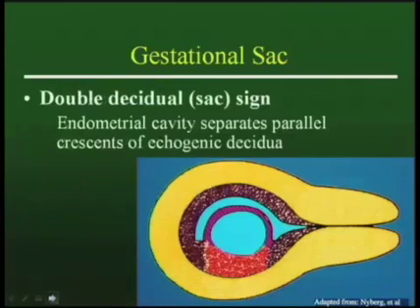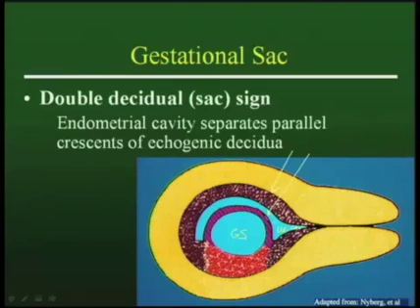The first really specific sign, and a sign of considerable use, is the so-called double decidual sign. Fundamentally, what is being seen here is that the decidua on one side of the uterine cavity is separated from the decidua that is surrounding the gestational sac. So this would be the gestational sac here. It's separated by the uterine cavity. So this is the uterine cavity right there.